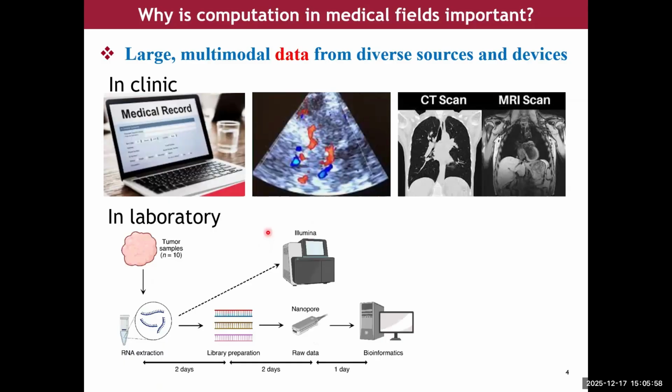So in laboratory, there are also a lot of medical data. So for example, in our human genome, there are like 3 billion deoxyribonucleotides. So each person has 3 billion deoxyribonucleotides. So you can imagine that if there are a large number of people, there are a lot of data to be analyzed in the laboratory.